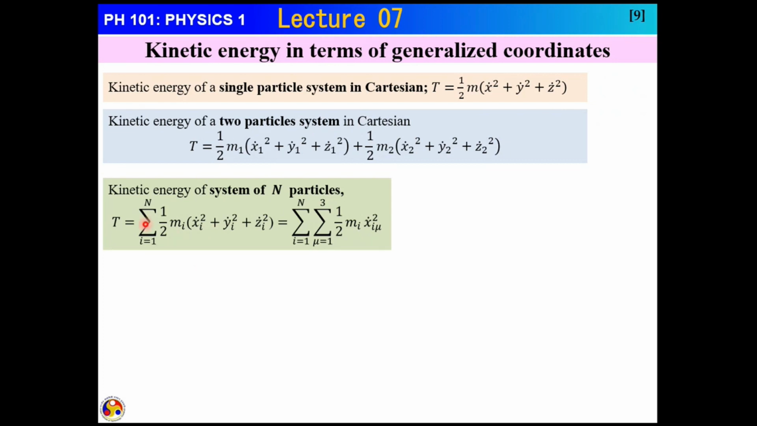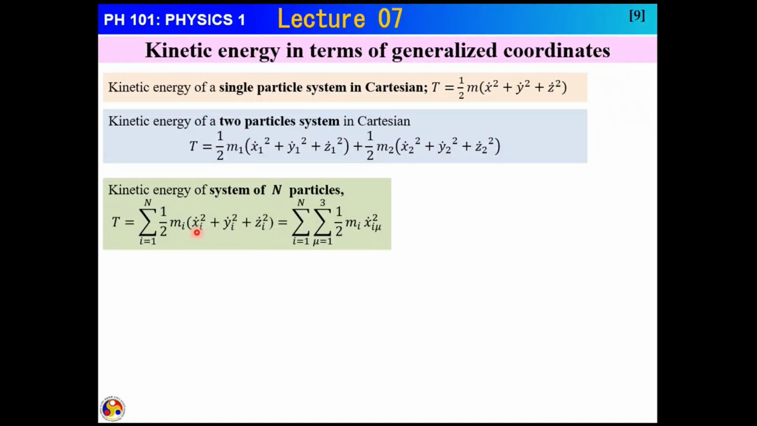So we have 1 to n particles, and then we can write half m_i (x_i dot square plus y_i dot square plus z_i dot square). And here i stands for the particle. Okay. If we want to write this same expression in a much more compact form, then we can do so. And for this, we have to introduce another index for x, y, and z.